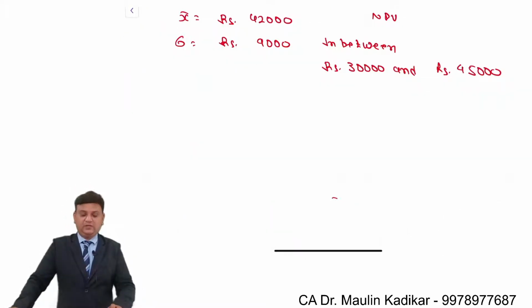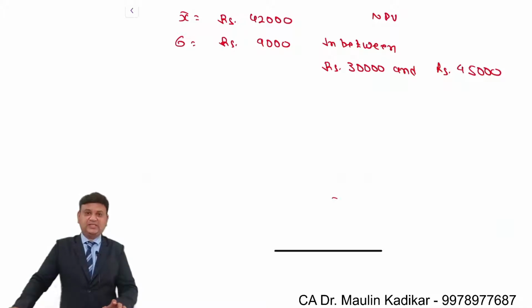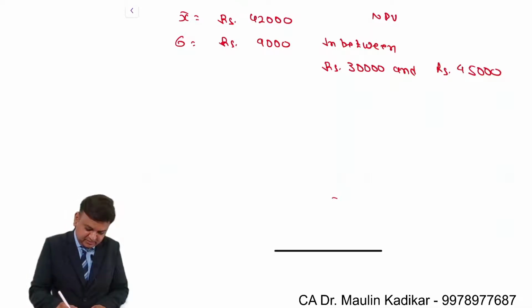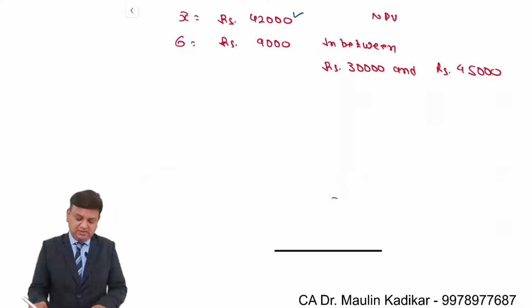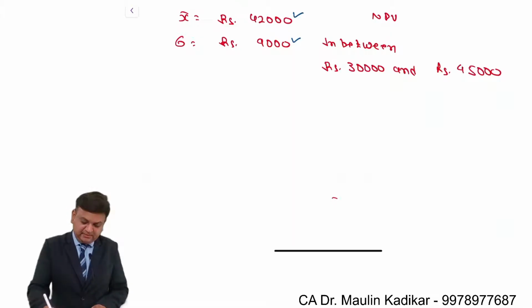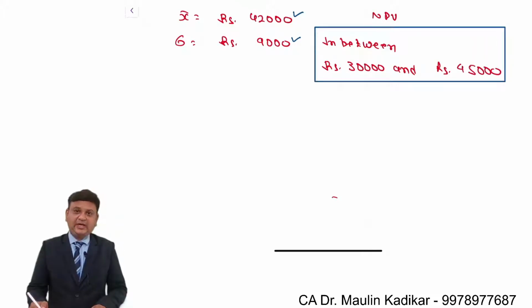So friends, over here, we are required to make the computation of the answer like this. We have been provided with the information about the expected NPV. It is an amount of 42,000 rupees. Standard deviation of the NPV, or standard deviation of the project, is 9,000. And we are required to find the probability that the NPV of the project will fall in between 30,000 and 45,000. That is the question.